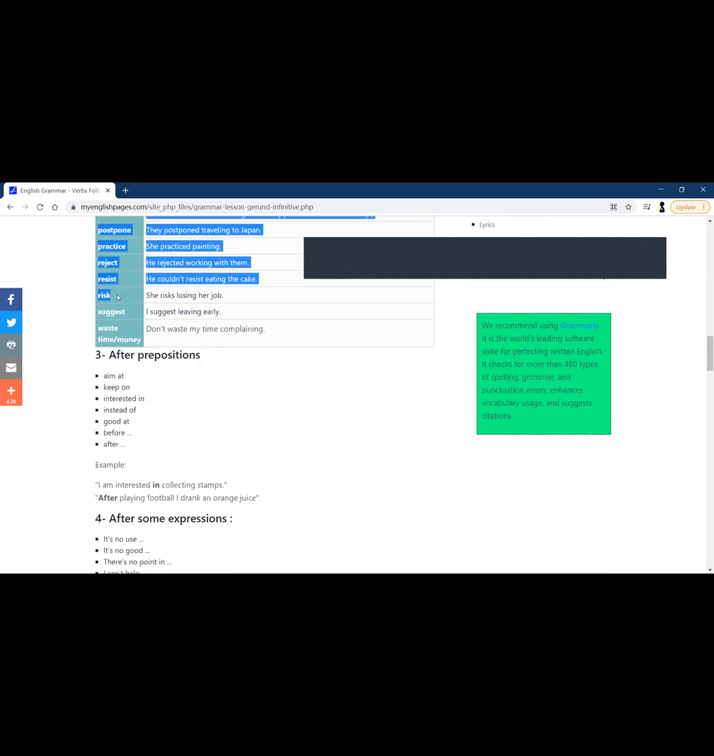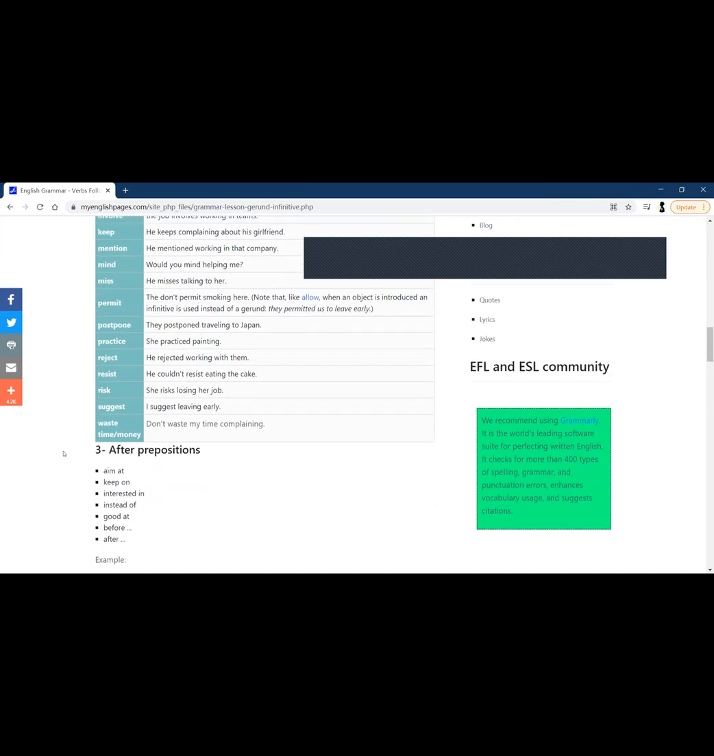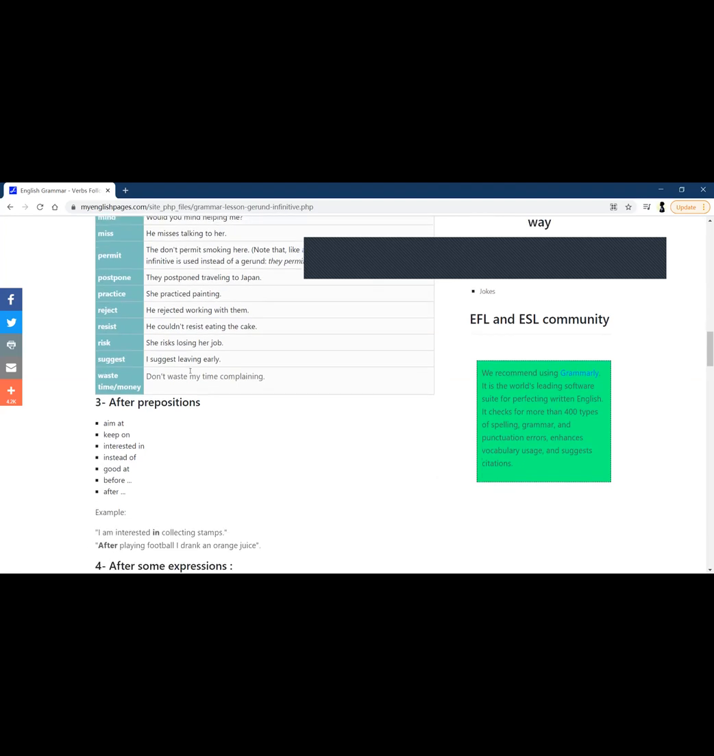Risk is typically a noun, but here it is another way to use it, as a verb, where risk means you try something dangerous. And I suggest leaving early. Waste time: don't waste my time complaining. And also, that reminds me of a word similar to waste. It is spend. Like, I spend my time complaining.